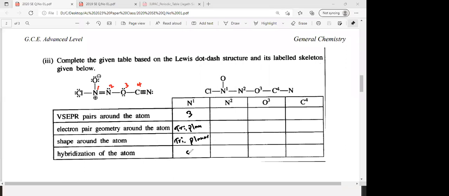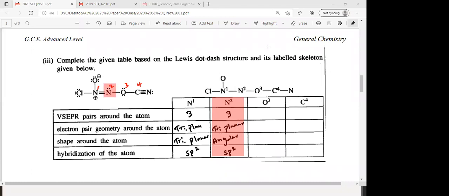This one also is trigonal planar. Then this is sp2, right? So here you get 3. This one trigonal planar. Here angular. And here you get sp2. Is that clear, everyone? Very easy, because we have done a similar question before, right? No need to worry about this.